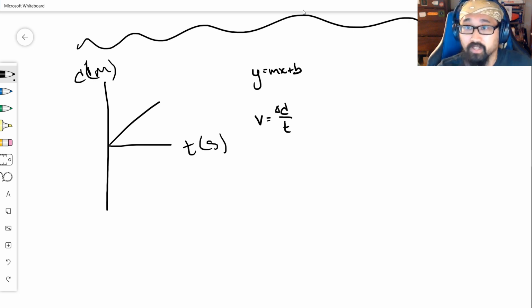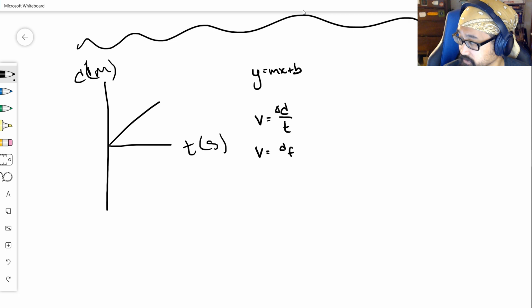I bring this up also because, remember from last year, delta something is the final minus initial. So I could rewrite this as velocity is the final distance minus the initial distance divided by time. And if I want to figure out what the final distance is, I can multiply both sides by time. And then I can solve for the final distance. So I could say that the final distance is equal to the velocity times the time plus the initial distance.